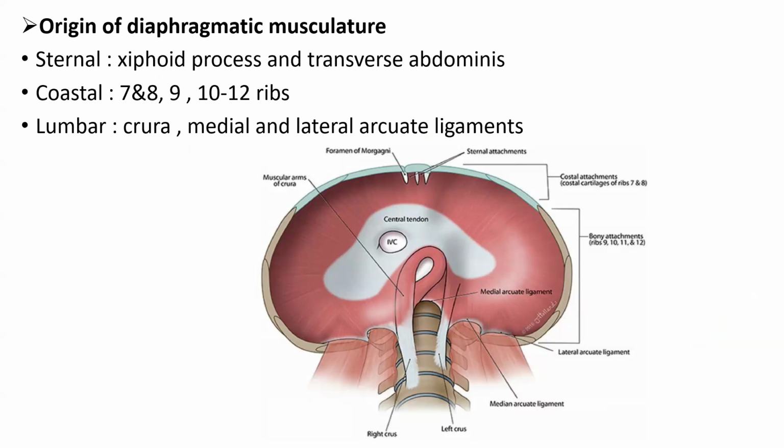The sternal part originates as a paired slip of muscle from the xiphoid process and the aponeurosis of the transversus abdominis muscle. In the costal part, the muscle fibers arise from the cartilages of the seventh to eighth ribs, the cartilage and bony portions of the ninth rib, and the distal bony portion of the 10th to 12th ribs. Posteriorly, in the lumbar portion, the diaphragmatic muscles arise from the crura and the medial and lateral arcuate ligaments.